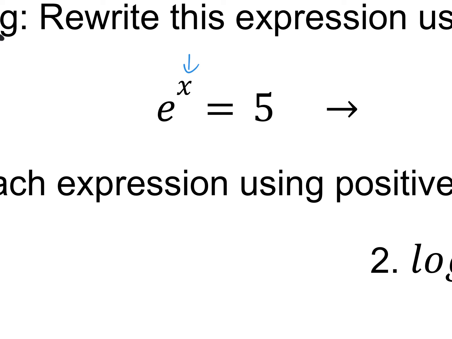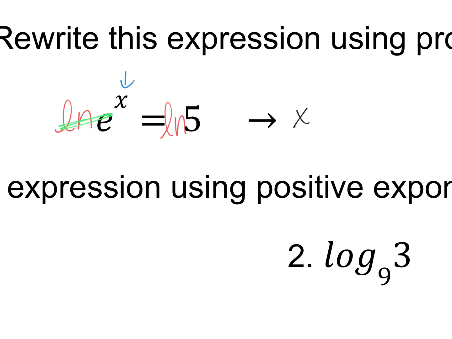So the opposite of e is natural log. You're going to take the natural log, and if you do it to one side, you must do it to the other, because natural logs and e's cancel each other out. You're left with x, because they cancel, so you just go to the exponent, equals natural log of 5. Okay, let me give you another one.